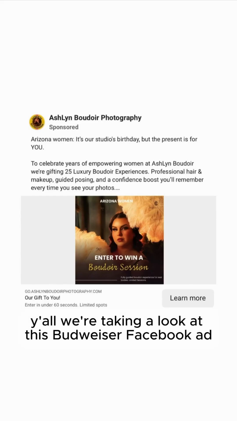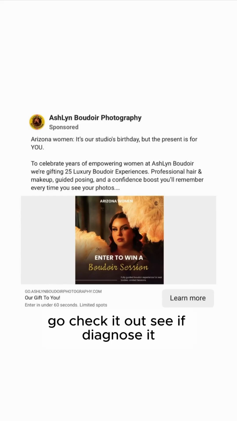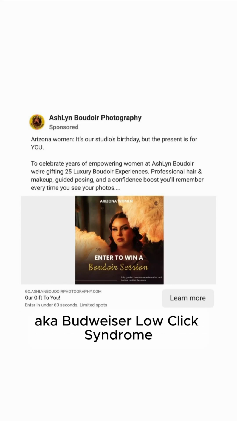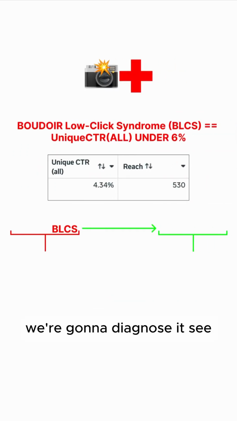All right, y'all, we're taking a look at this Boudoir Facebook ad. Gonna check it out, diagnose it, see if we believe it has BLCS, aka Boudoir low click syndrome. We're gonna diagnose it, see what our thoughts are.